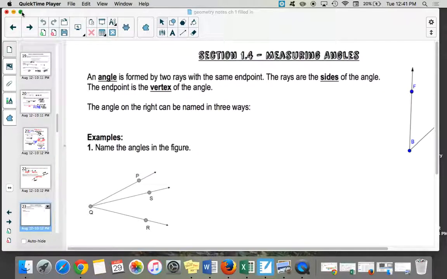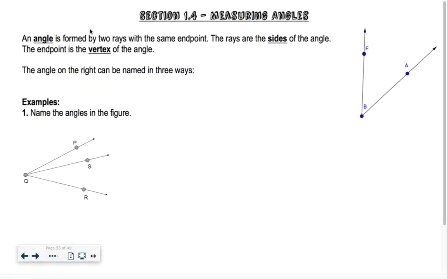Or is on measuring angles. Okay, so an angle is formed by two rays with the same endpoint. So they meet up at what's called the vertex. The rays are called the sides of the angle, and the endpoint is the vertex. So in this picture, we have a side, and this point B would be a vertex.